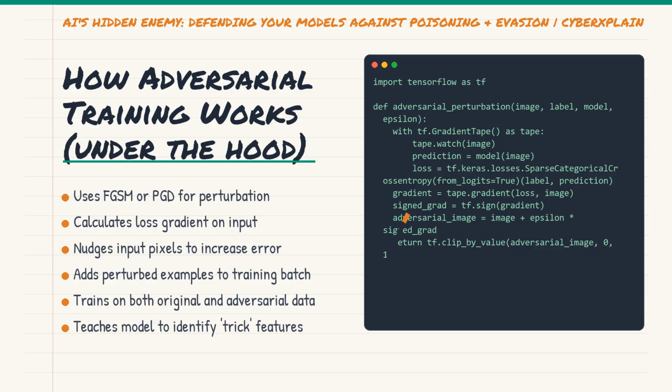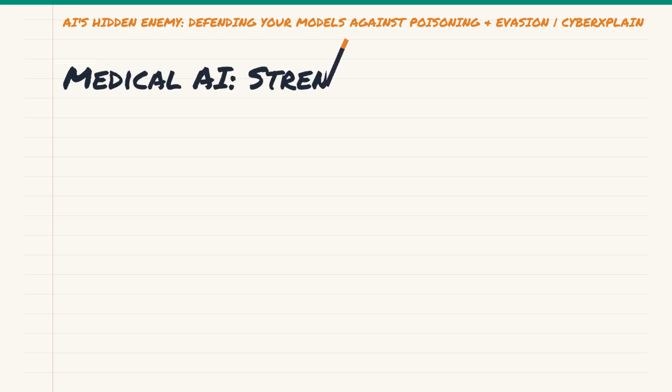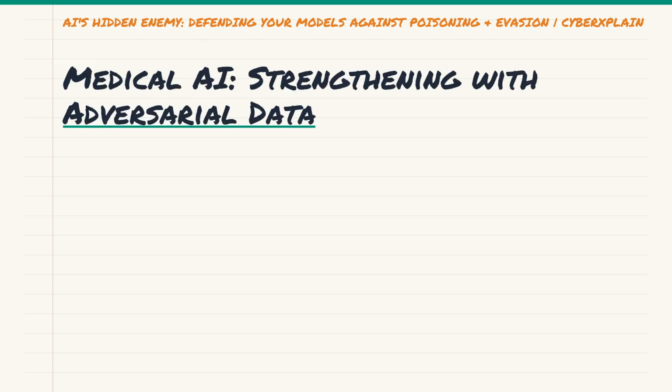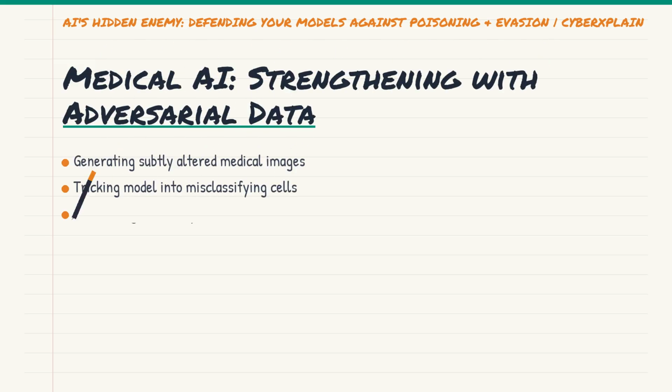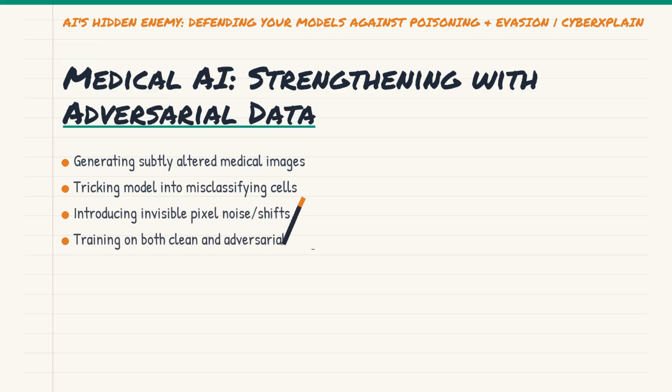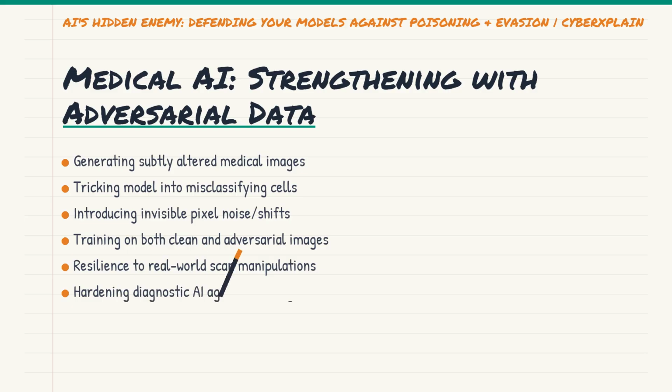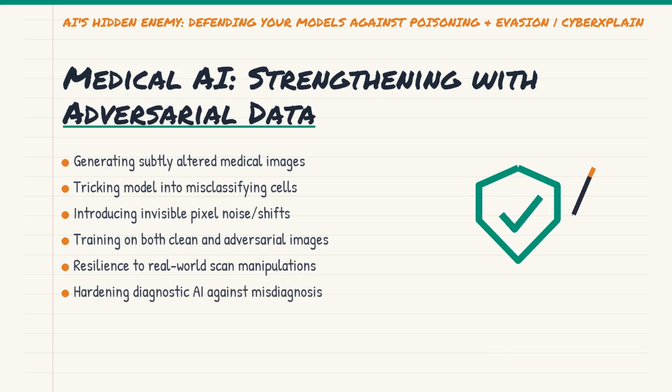Many frameworks, like TensorFlow and PyTorch, have libraries that facilitate this. For our medical diagnosis AI, adversarial training would mean generating subtly altered microscope images that are designed to trick the model into misclassifying benign cells as malignant, or vice versa. For example, slight, almost invisible pixel noise or pattern shifts could be introduced.